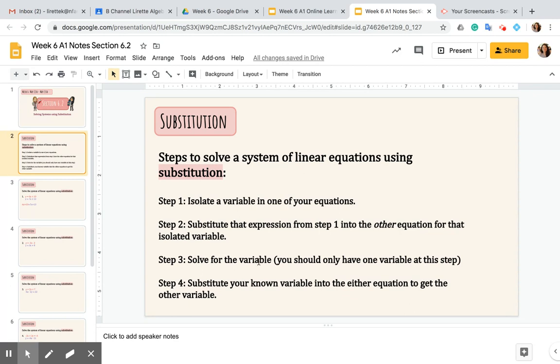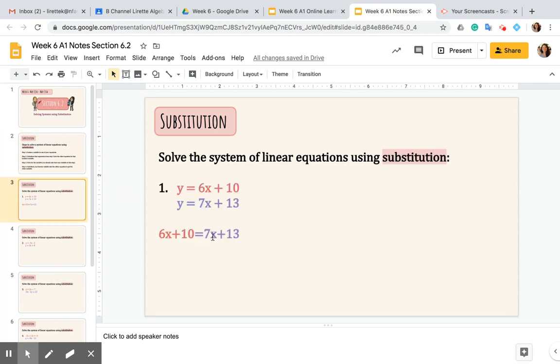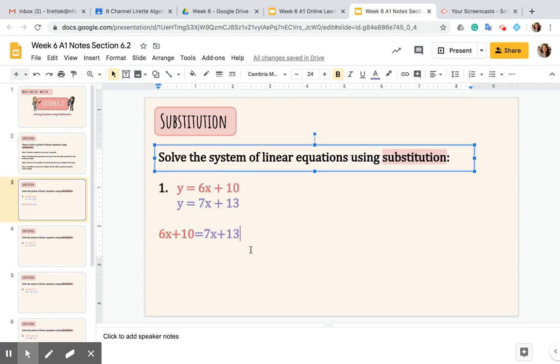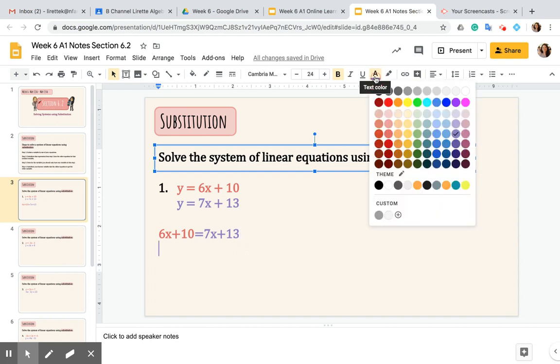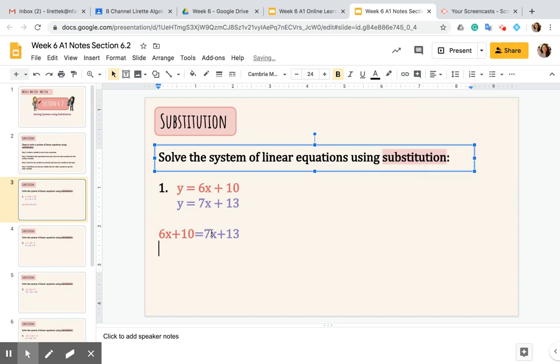Step 3 then says solve for the variable. And as a reminder, you should only have one variable now. And I do. I only have x's. I only have the one variable. So at this point, this goes all the way back to chapter 2, where we had equations that had variables on both sides. So I want to get my variables to one side.